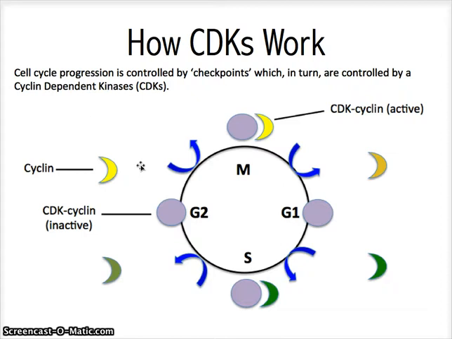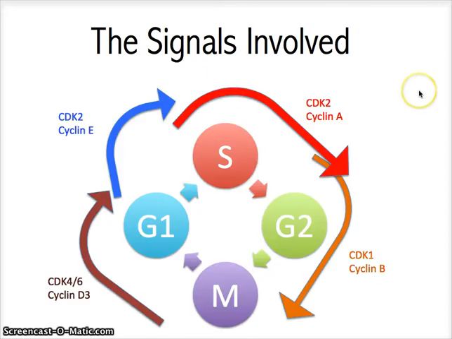So progression through these cell cycles is controlled by checkpoints, which are controlled by cyclin-dependent kinases. This slide just gives you a quick overview of how they actually work. So this is an inactive CDK, and when a cyclin comes and binds to the inactive CDK, it activates it. And when these are activated, that'll progress them onto the next phase of the cell cycle. So basically they're a signaling molecule which will allow the cell to know when to transfer to the next stage of the cell cycle. So these are the signals involved.